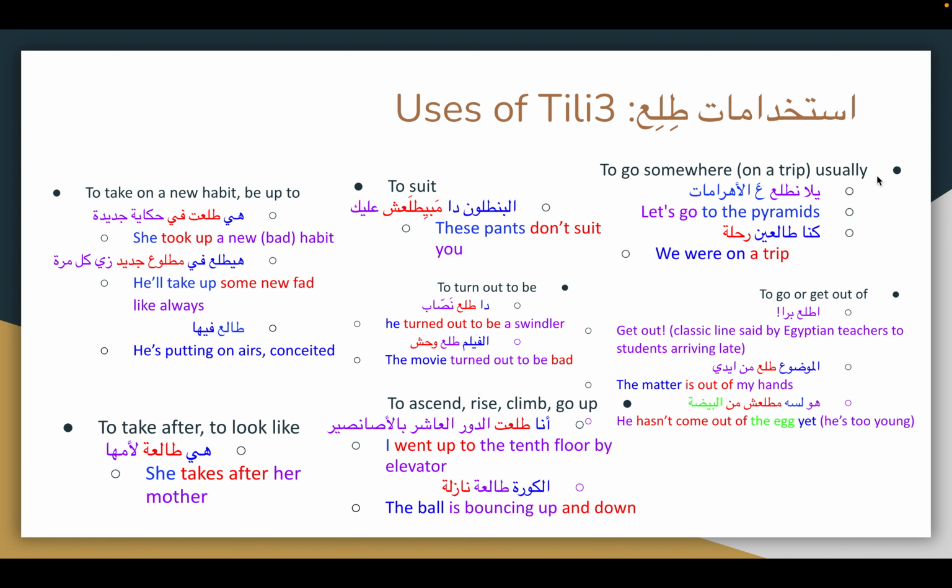So to go somewhere on a trip, يلا نطلع على الأهرامات, let's go to the pyramids. كنا طالعين رحلة, we were on a trip. To go or to get out of, اطلع برا, get out. الموضوع طلع من ايدي, the matter is out of my hands. هو لسه ما طلعش من البيضة, he hasn't come out of the egg yet, or he's too young. البنطلون ده ما بيطلعش عليك, these pants don't suit you. To turn out to be, ده طلع نصاب, he turned out to be a swindler. الفيلم طلع وحش, the movie turned out to be bad.